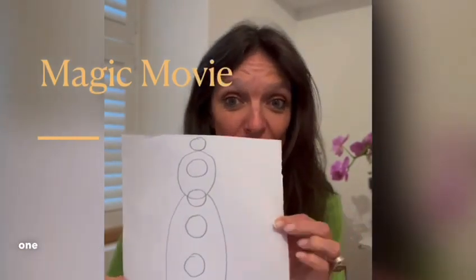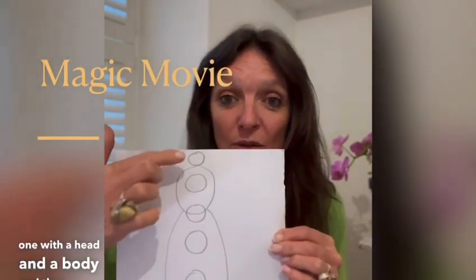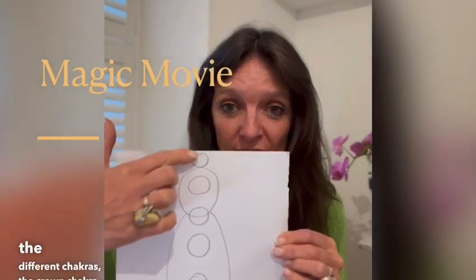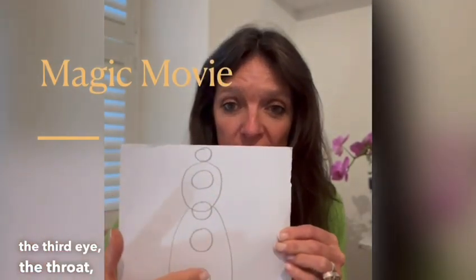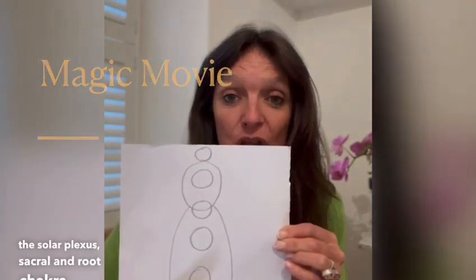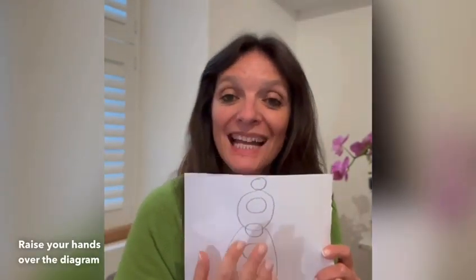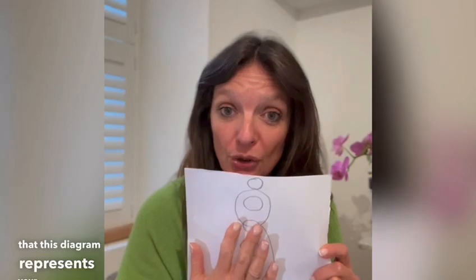In your journal, draw a body, just like this one, with a head and a body. And then put in the different chakras, the crown chakra, the third eye, the throat, the heart, the solar plexus, sacral and root chakra. Place your hands over the diagram and set your intention that this diagram represents your body and your chakras. Bring your crystal to your heart and again set the intention that I only want what's for my highest good. Show me and give me the answers. And who are you saying that to? You're saying that to your own higher self.